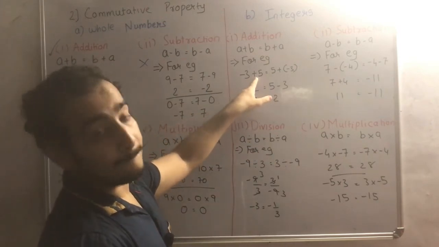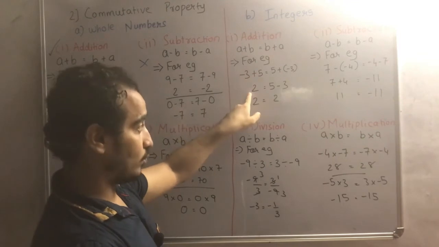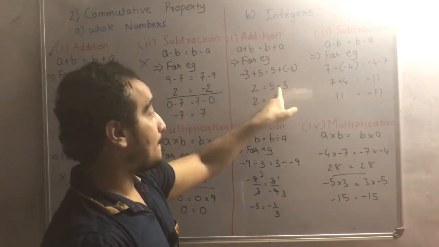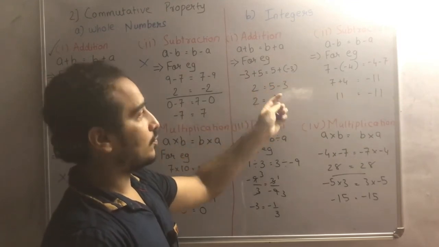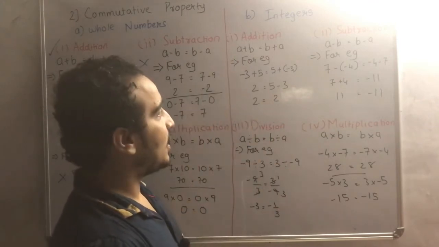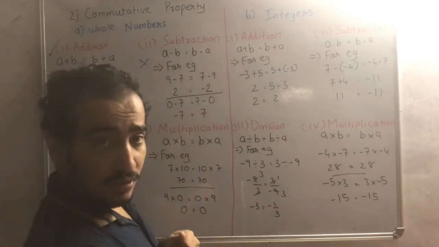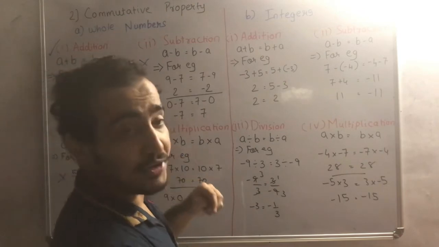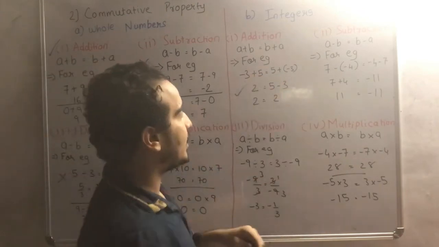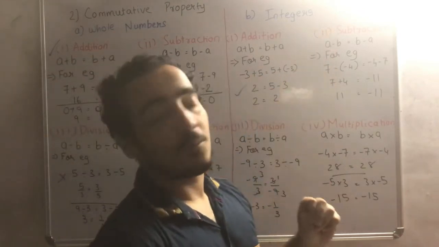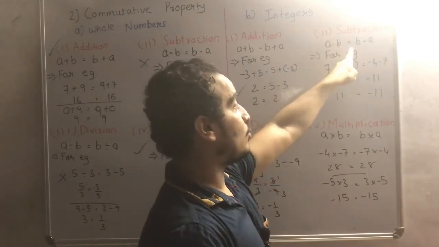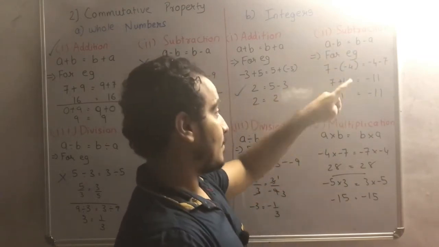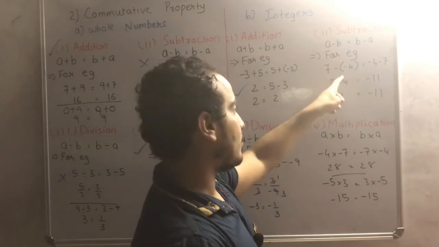Minus plus minus. So 5 minus 3 is 2. Plus minus minus. 5 minus 3 is 2. The answers are the same. So we can see that addition of integers follows the commutative property. So it's correct. Now let's take subtraction. A minus b equals b minus a.